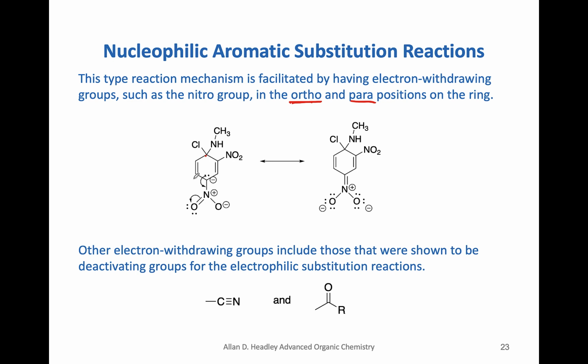If it were in this position, the negative charge could not be delocalized into the nitro group. So it has to be either in the para position or the ortho position, so that the negative charge can be delocalized and stabilize that intermediate much better. Other electron withdrawing groups, as we have seen, are the cyano group, or of course here the acyl type group, which can pull electrons, as you can imagine, onto the nitrogen or the oxygen.